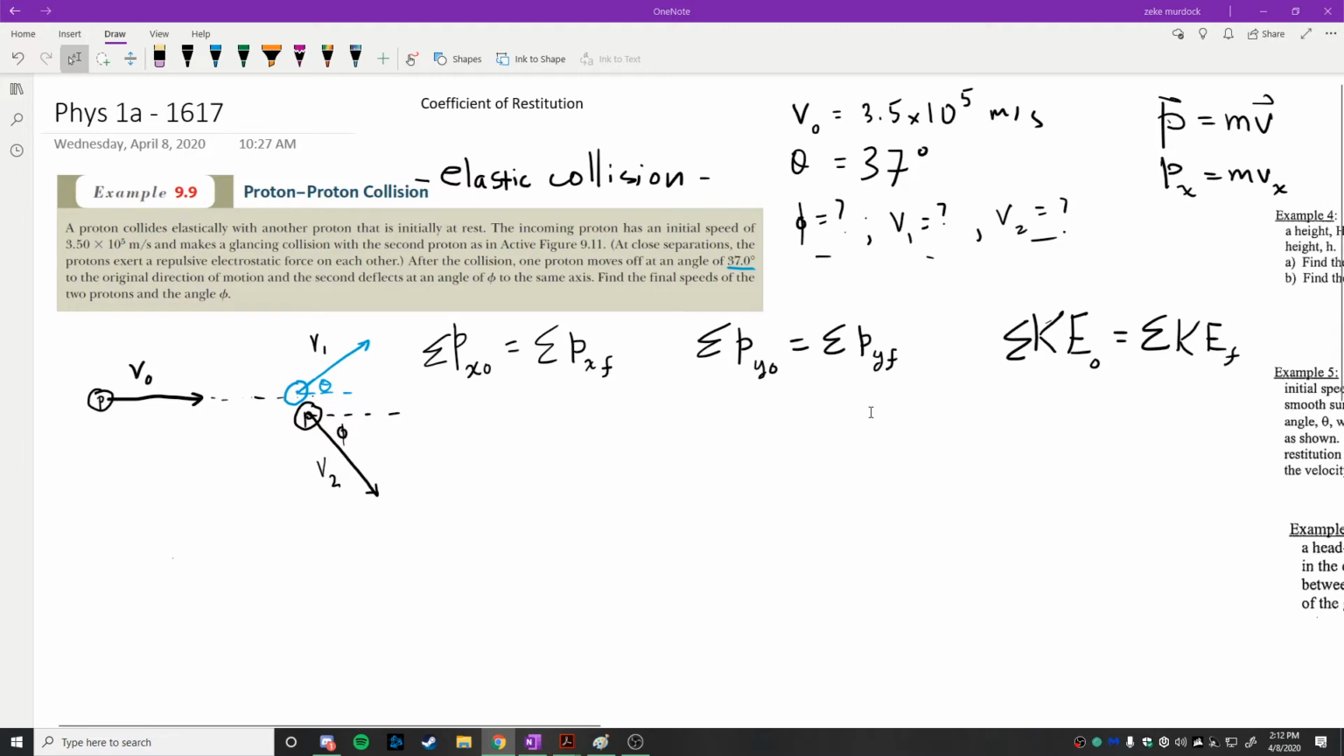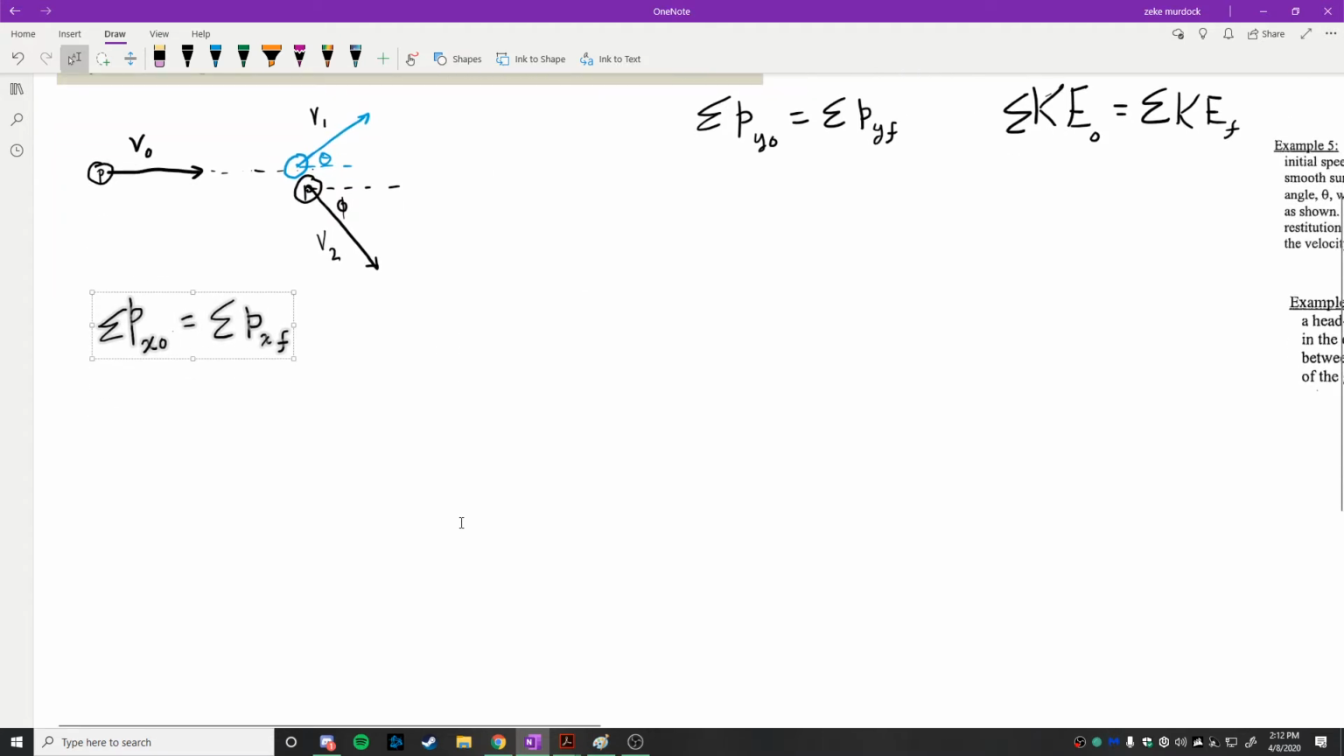Okay, was that enough time for you? Are you guys able to write down the equations? Okay, let's see if we can figure these out. So what did you guys get for the initial x momentum on the left-hand side here for this equation? Let's do this down here. All right, yep, so mass times v naught, that's right.